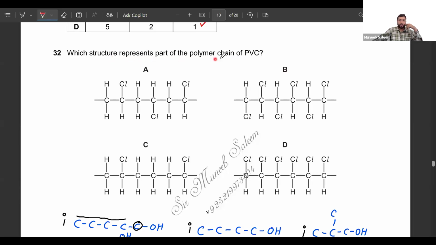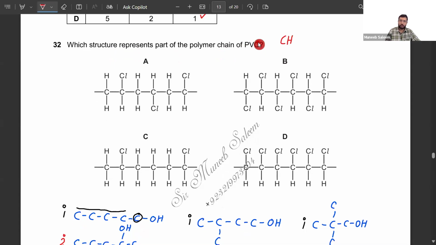Now the next question, number 32, which structure represents part of the polymer chain of PVC? Okay, if you remember from your literature, PVC has the chloroethene compound as its monomer. Chloroethene is represented as CH2 double bonded CHCl. This is chloroethene. Now from this chloroethene, we make the PVC.